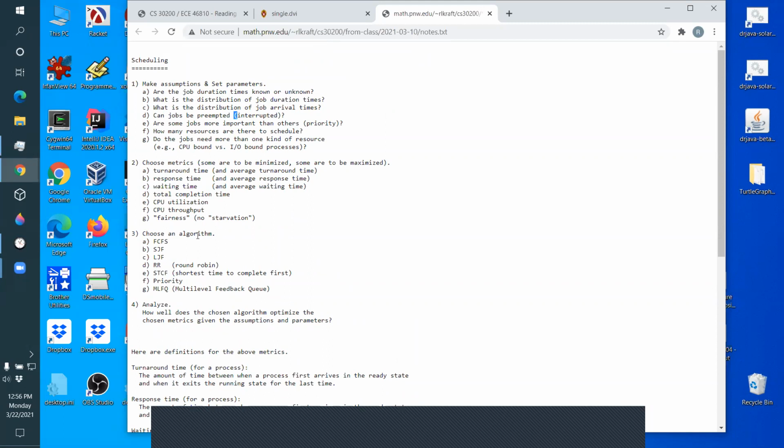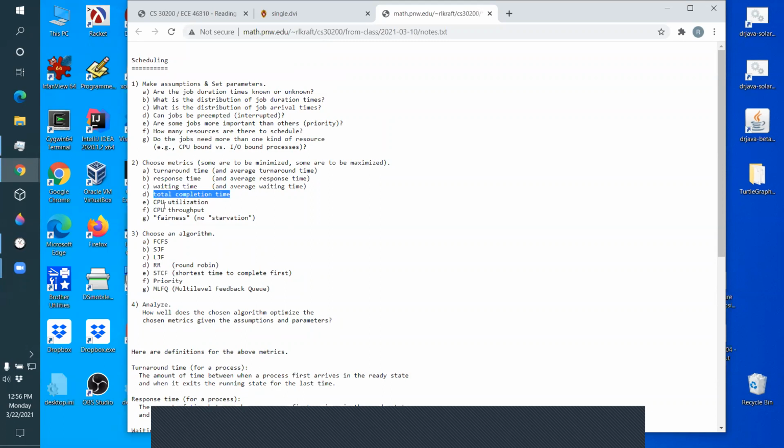Waiting time would be from the time you arrive to the time you start. But if you allow preemption and interruptions, then the waiting time would include the times when you are interrupted. Total completion time is the amount of time it takes to get all the work done, not just one job. So total completion time is if somebody has a bunch of things to do, how long is it going to take to do all of them?